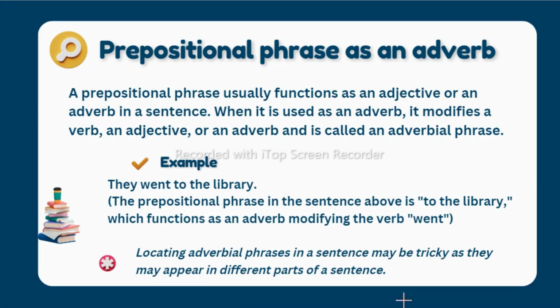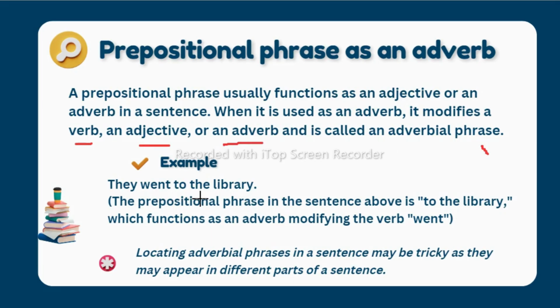Just now we have seen the adjectival prepositional phrase, where our prepositional phrase was describing a noun or pronoun. But here, if the prepositional phrase is describing a verb, an adjective or an adverb, it is called an adverbial prepositional phrase. For example, you can see here: they went to the library.